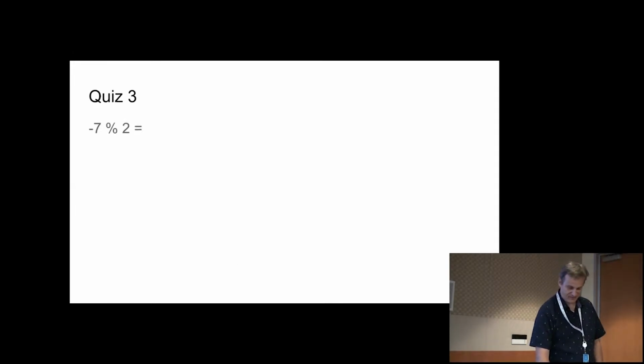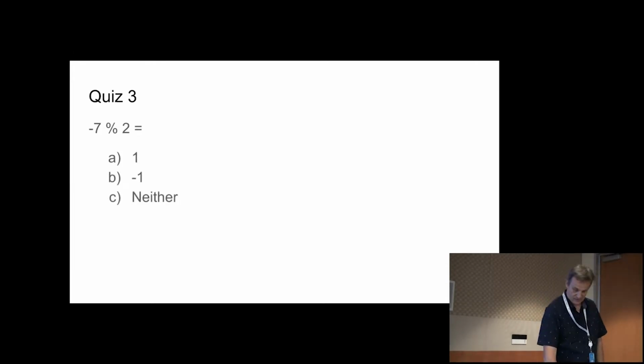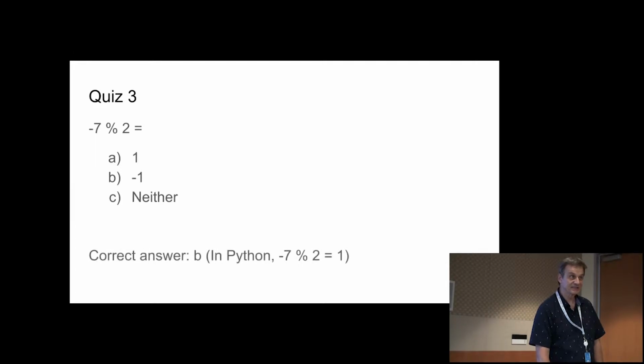No big surprise there. So next one, -7 modulo 2. Is it 1, -1, or neither? Anyone who wants to say A? Anyone wants to say B? A few. So a little bit of uncertainty here. Correct answer is B. However, in Python it's A. Why is it B? We'll get to that.